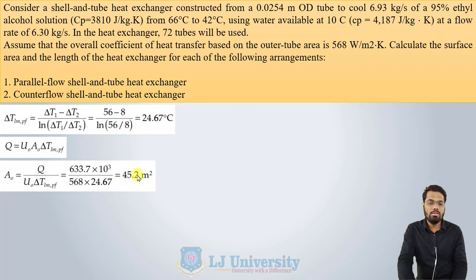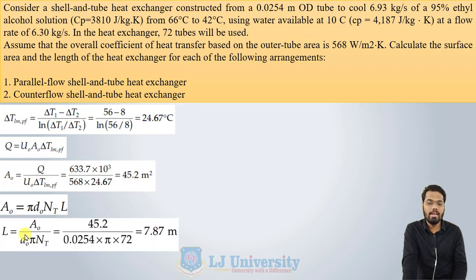Now we know the tube surface area can be calculated by pi dl, times the number of tubes. So here we know there are 70 tubes used. We know the value of the outer diameter. So we have to find out the length. We know the area is 45.2 meters square. So from this equation, we will get the value of the length, which is 7.87 meter. So this is the answer for the parallel flow shell and tube heat exchanger.